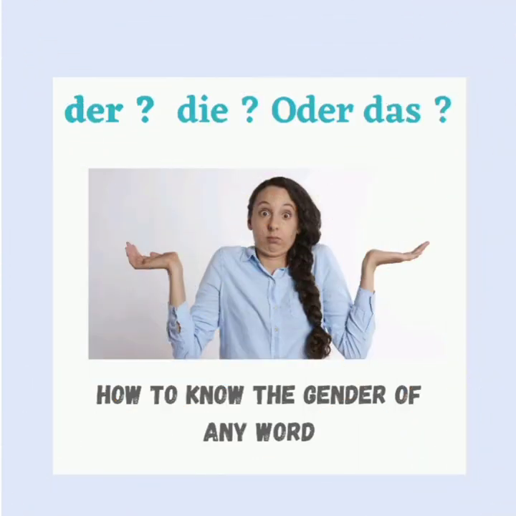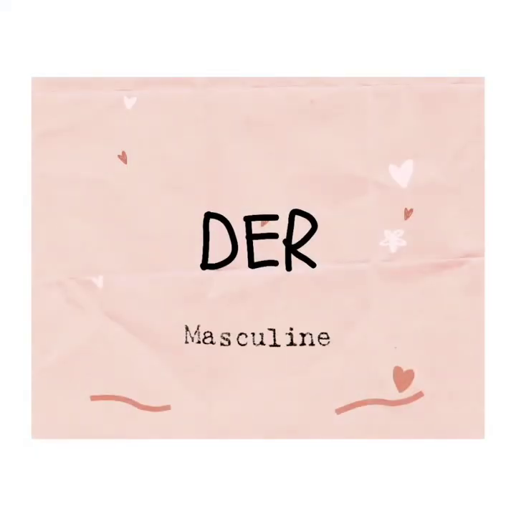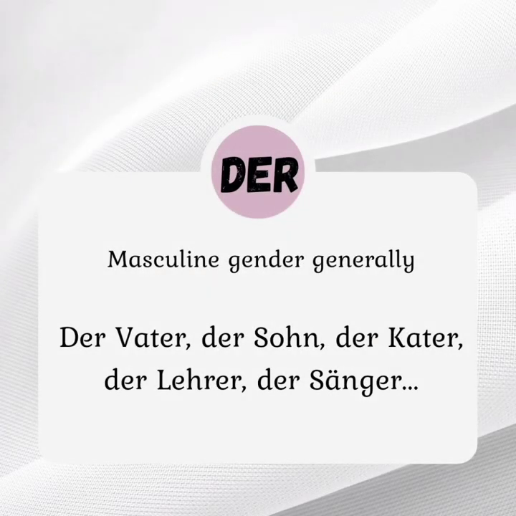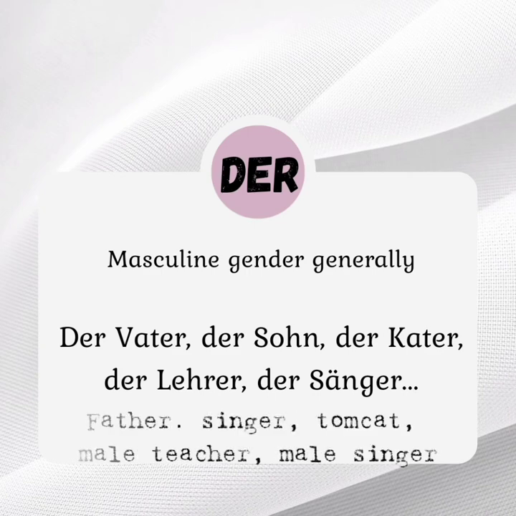How do you identify genders in German? I am going to start with the masculine gender. This can be easily identified with the article der. The first set of masculine nouns that are easy to recognize are nouns that are generally considered male, such as father, brother, uncle, and so on. Examples of such in German are der Vater, der Sohn, der Kater, der Lehrer, der Sänger, und so weiter, and so on and so forth. These are the easiest to recognize.